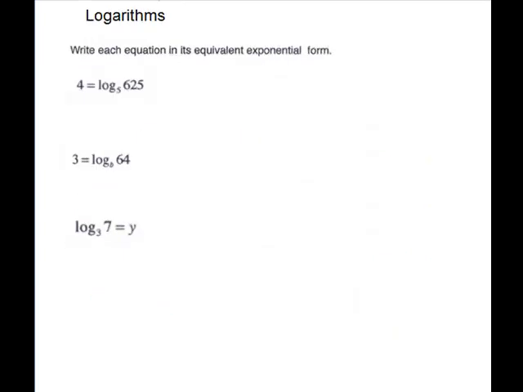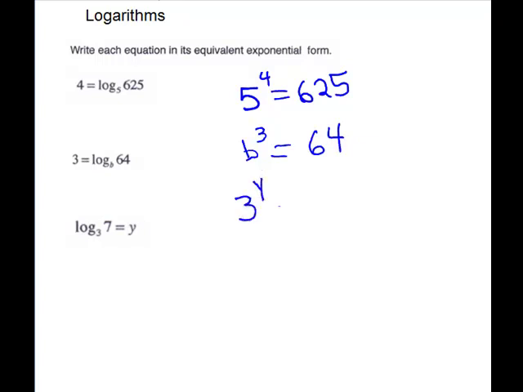Next, we will write each equation in its equivalent logarithm form. So we have 5, so your base is always the same, to the 4th equals 625. We have b to the 3rd equals 64. We have 3 to the y equals 7.